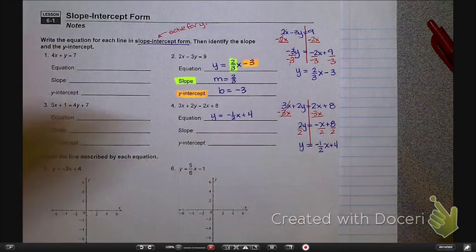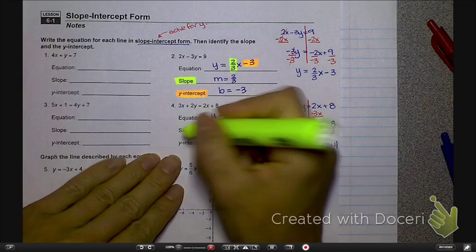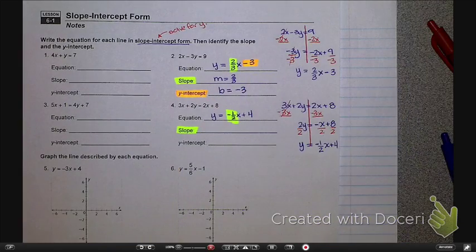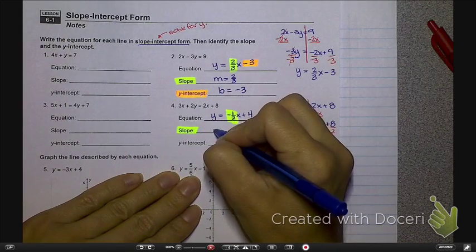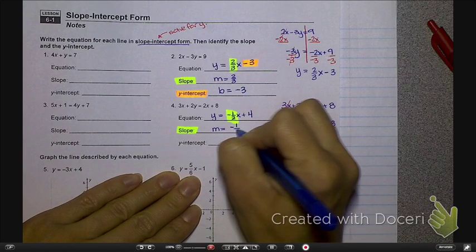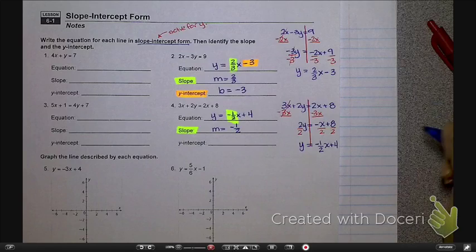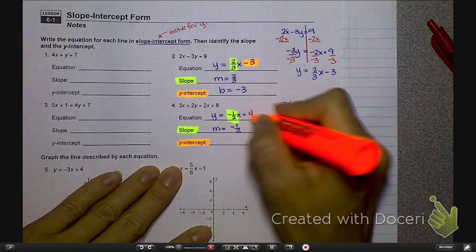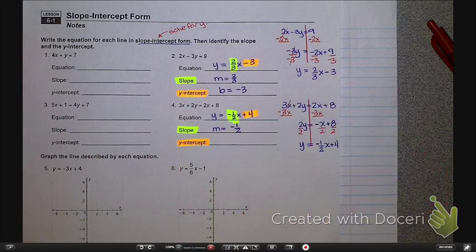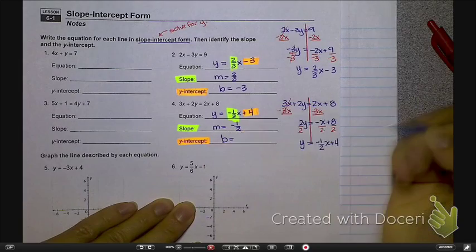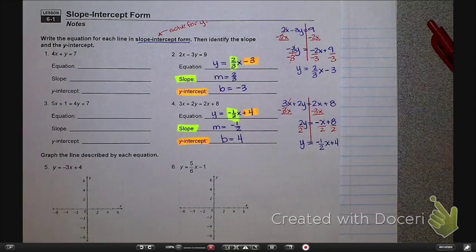And what is your slope? Well, remember, your slope is the number in front of the x. So what is the number in front of the x? Negative 1/2. It's that whole fraction, right? Okay, now, what's your y-intercept? Well, remember, your y-intercept is the number adding or subtracting with the x term. So what number is that? 4. So your b, your y-intercept, equals positive 4.